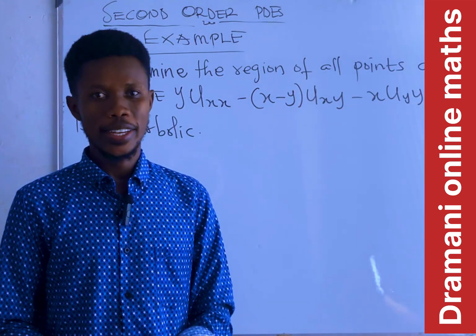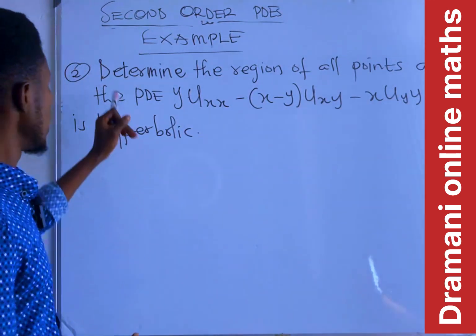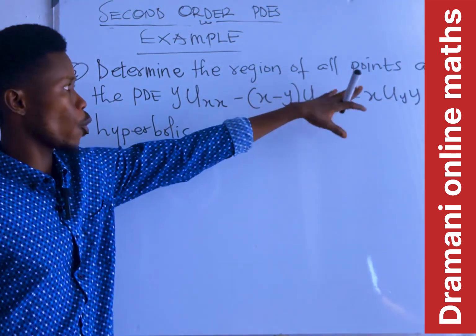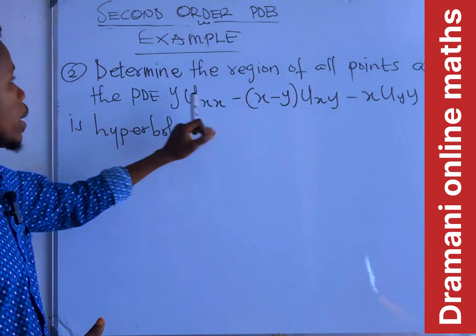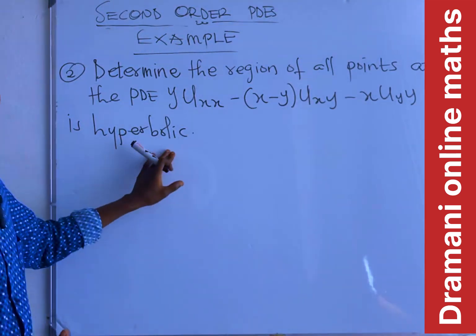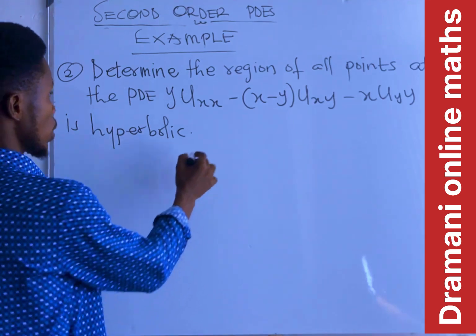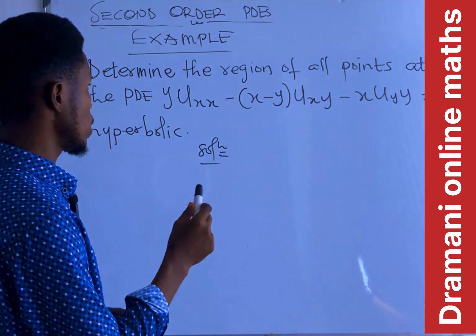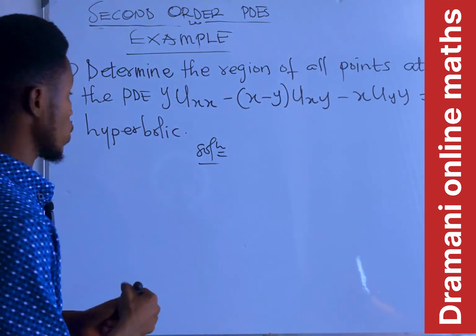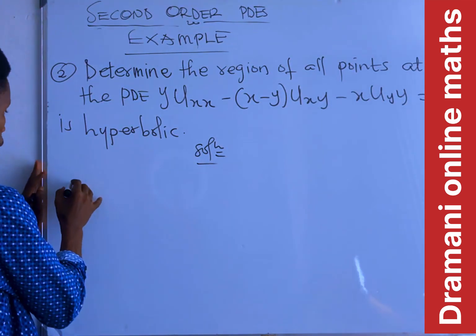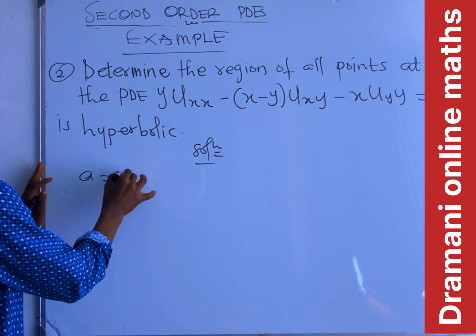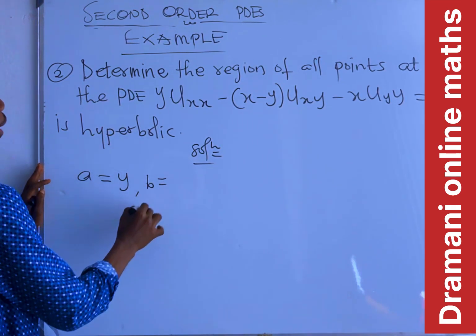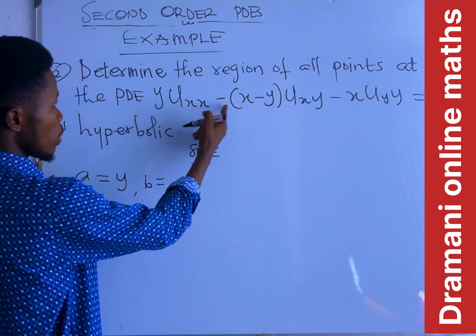Okay, now let's look at the second example. Determine the region of all points at which this PDE is hyperbolic. Okay. Now, the first thing that we need to do, since we are talking about hyperbolic, is identify our A, B, C, so that we can get our discriminant. So our A is y. Our B is giving us what? So this is negative x minus y.